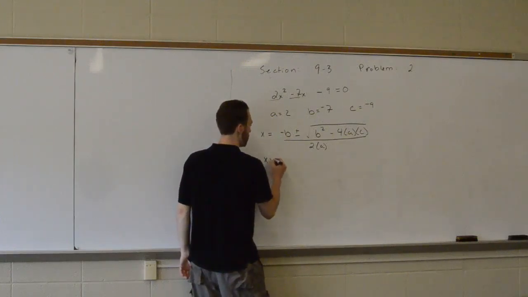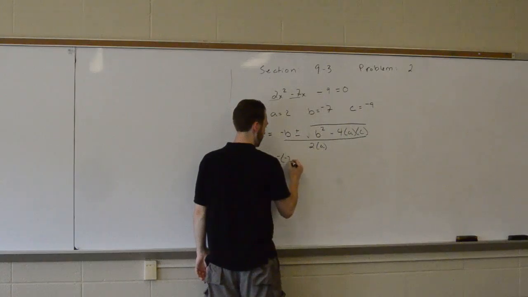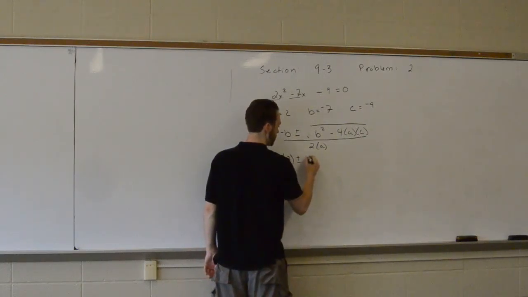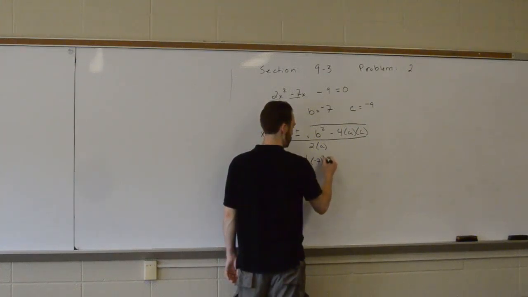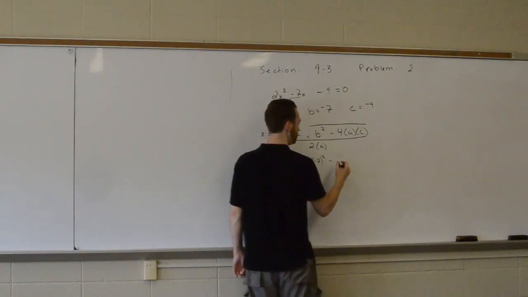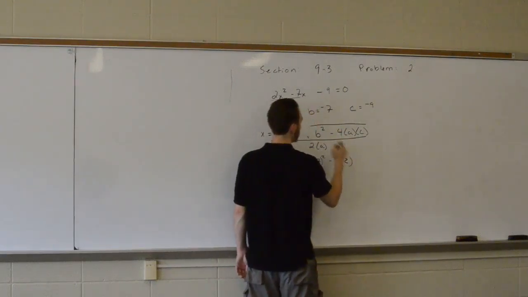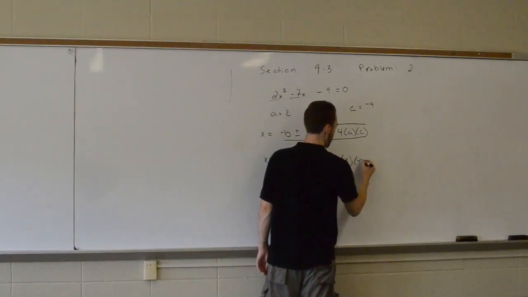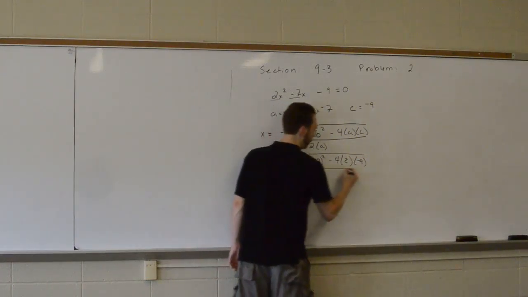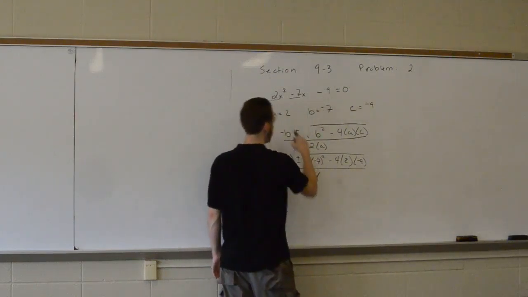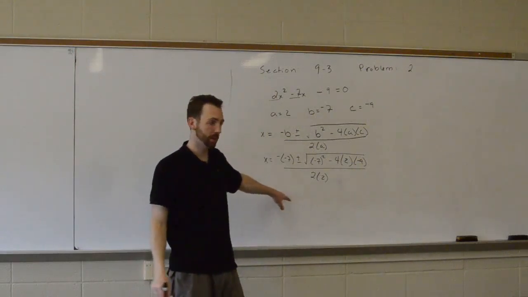So we have x equals negative b, and so it's negative 7, plus or minus the square root of b squared, so that's negative 7 squared, minus 4 times a, which is 2, times c, which is minus 9. And we divide that whole thing by 2 times a, which is 2. Now we simplify where we can.